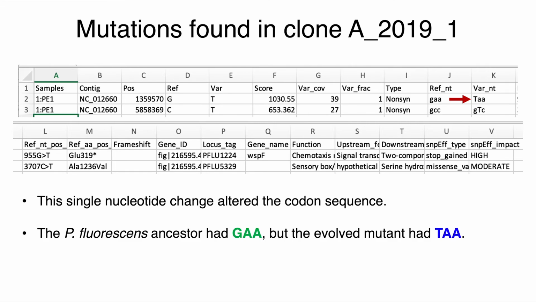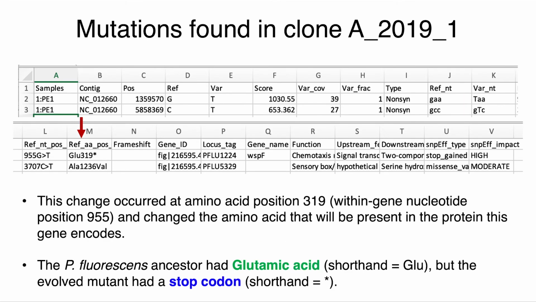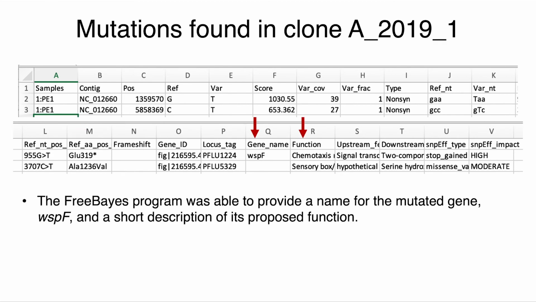Columns J and K tell us how the mutation changed the codon sequence present at this position. In this case, a GAA is now a TAA. Column M tells us the effect of this change on the amino acid sequence of the encoded protein. In this case, the ancestor had glutamic acid at this position, but the evolved mutant has a stop codon. In some cases, PATRIC will provide information about the gene's name, which is found in column Q, and proposed function, which is found in column R.